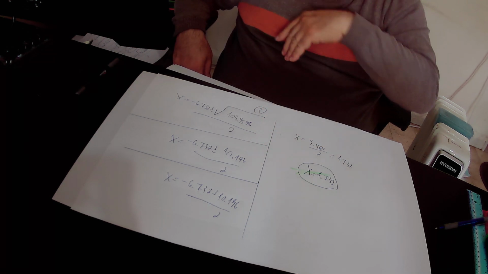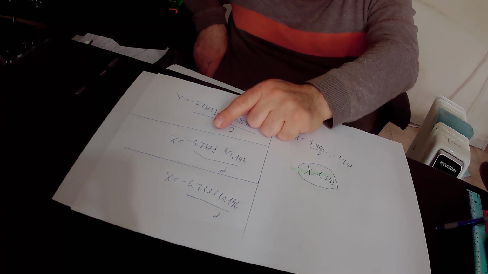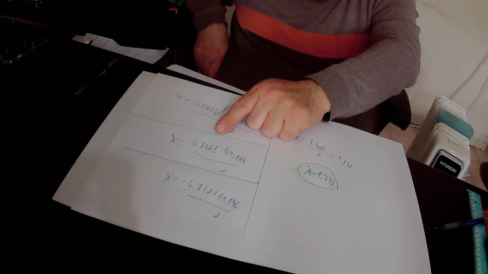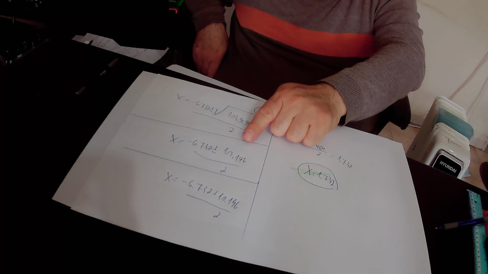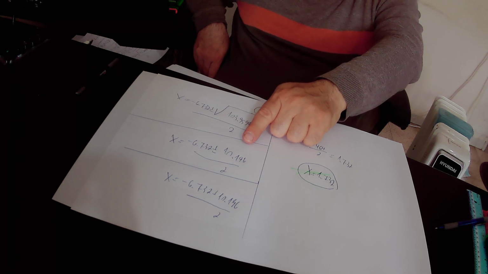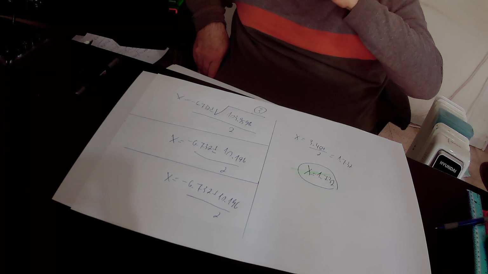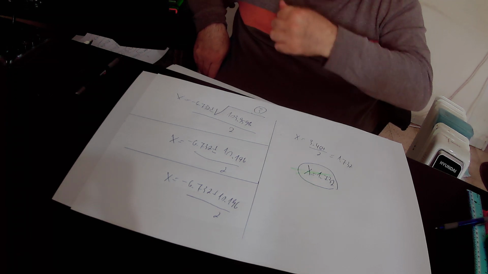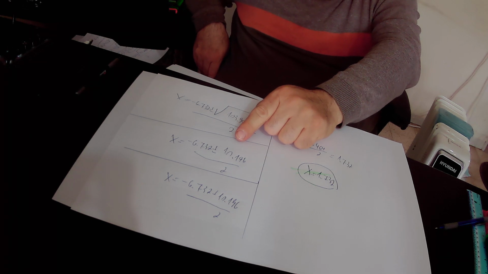So here we have two possible solutions for x. The first solution, x equals minus 6.732 minus 10.196 over 2, is a negative solution, and x is a radius, and the radius is a length. So length must be a positive number. So the negative solution is the incorrect solution. We cancel the negative solution and we are left only with the positive solution for x.